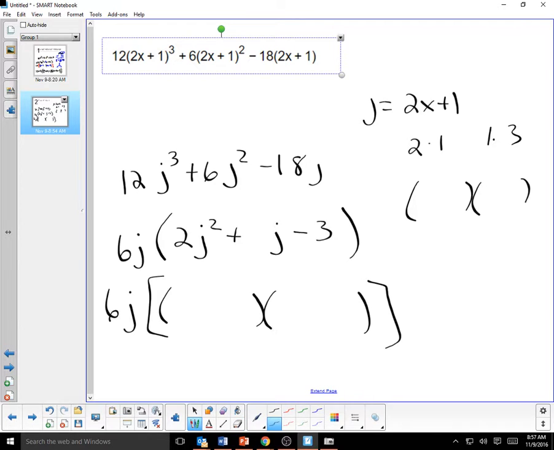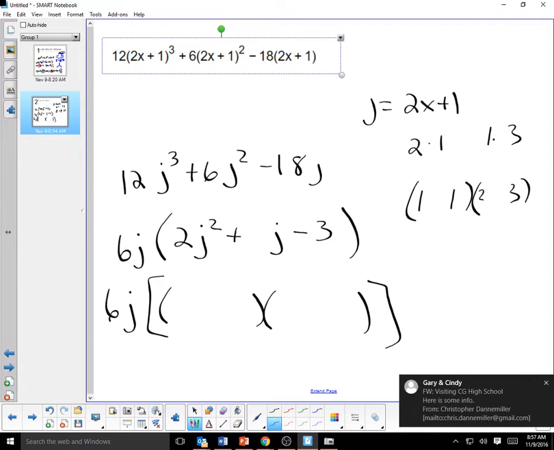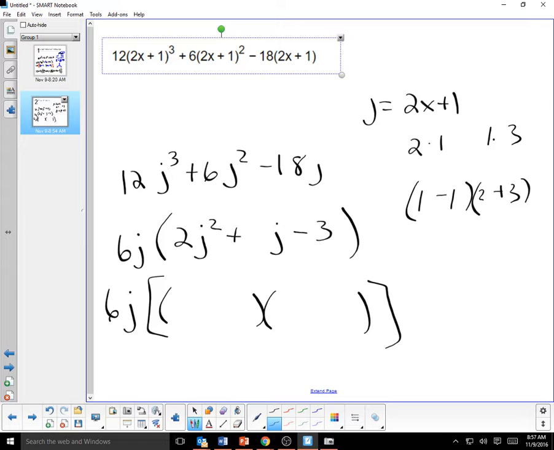Let's see here. So I need a 1, 2, and then a 1, 3. Would that work? And the 1's going to have to be negative. Does that work? Yep, that works. Okay, so that's going to give me j minus 1 and 2j plus 3. So now it's factored. Just go back and plug in j. Okay? So, there we go.